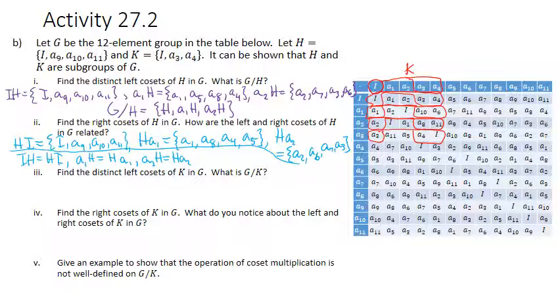Okay, so let's list those off. So we have just H, oops, sorry, it's not H, it's K, right? We could call it IK, or it's also just K. So that is I, and then A3 and A4. And then we have A1K, which is A1, A10, and A6. And then we have A2K, which is A2, A8, and A11.